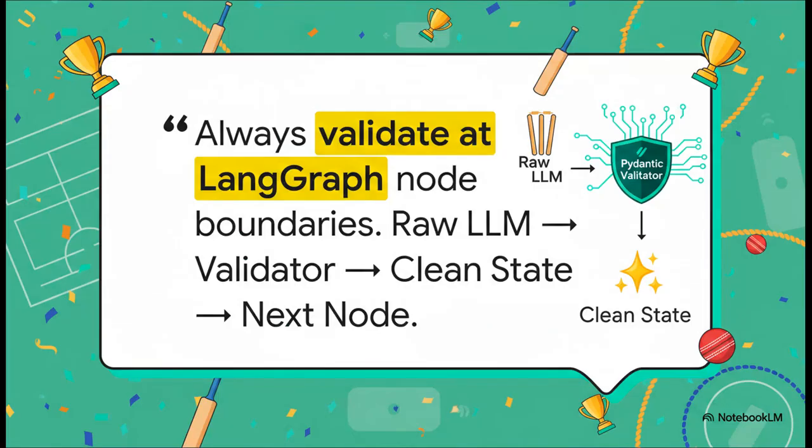Okay, listen up, because this is probably the single most important architectural tip in this whole explainer. If you're building stateful AI agents, maybe with a library like LangGraph, you have to validate the LLM's output at every single node boundary. The flow has to be raw LLM output, it goes straight into your Pydantic validator, that validator creates a clean state object, and only then do you pass it to the next node. This is how you prevent one bad LLM response from poisoning the entire agent's run.